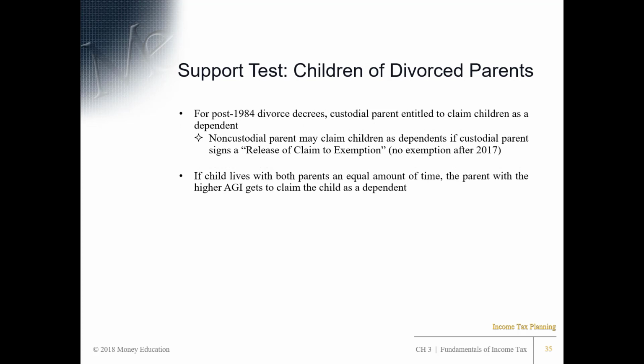Support of children of divorced parents. With post-1984 divorce decrees, the custodial parent is entitled to claim the children as dependents. The non-custodial parent may claim the child as a dependent if the custodial parent releases the claim of exemption. So there is no exemption after 2017. If the child lives with both parents an equal amount of time, the parent with the higher AGI gets to claim the child as a dependent. So this is usually settled in a divorce agreement, but the IRS will have you work that out as that is a family court matter. So if both of you try to claim the child, it becomes really messy.